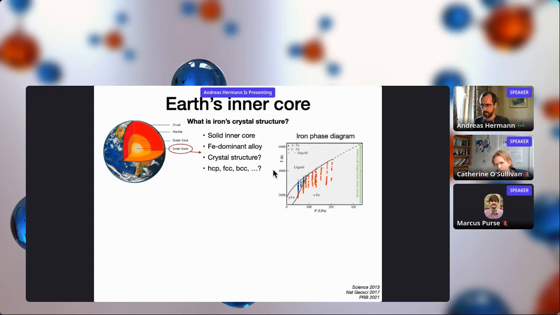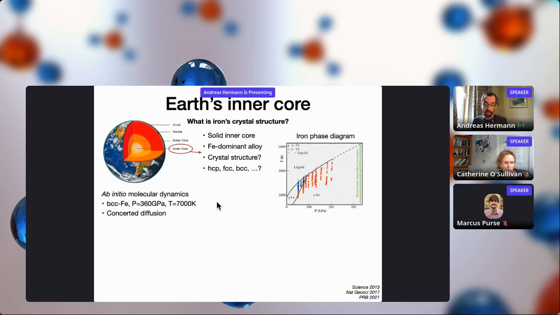If one looks at the iron phase diagram, as it's known from experiments, they go up to about 200 GPa, so that's about 2 megabars in pressure. And it seems that epsilon iron, which is HCP, seems to be the relevant phase that goes all the way up to the melting line. But the inner core pressure and temperature conditions are somewhere up here, so it's still a way to go. So the question is, what is really down there?